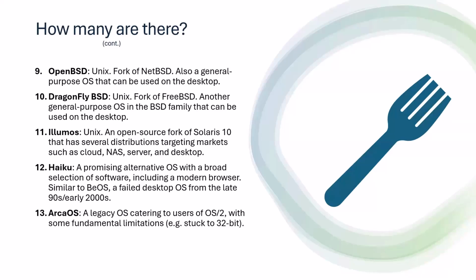Haiku is an alternative OS that is similar to the old BeOS system that died back in the early 2000s. ArcaOS is a legacy OS that's been around a while. It caters to users of OS/2. We all remember the IBM attempts back in the day. Drawback is it's kind of stuck in a 32-bit world.